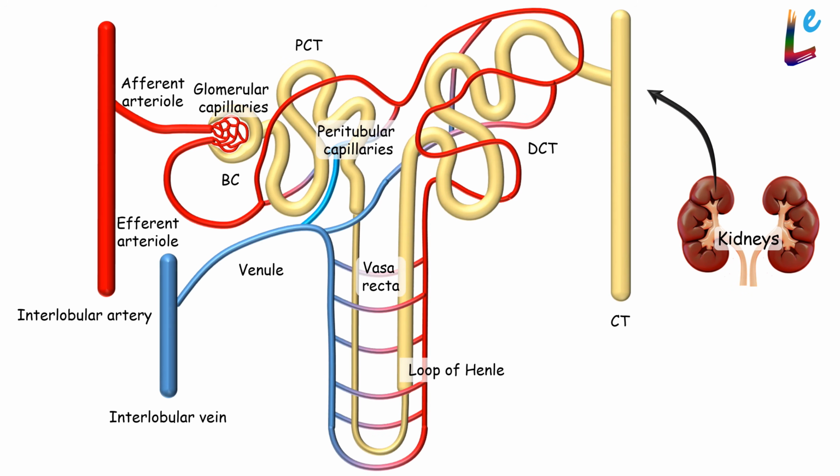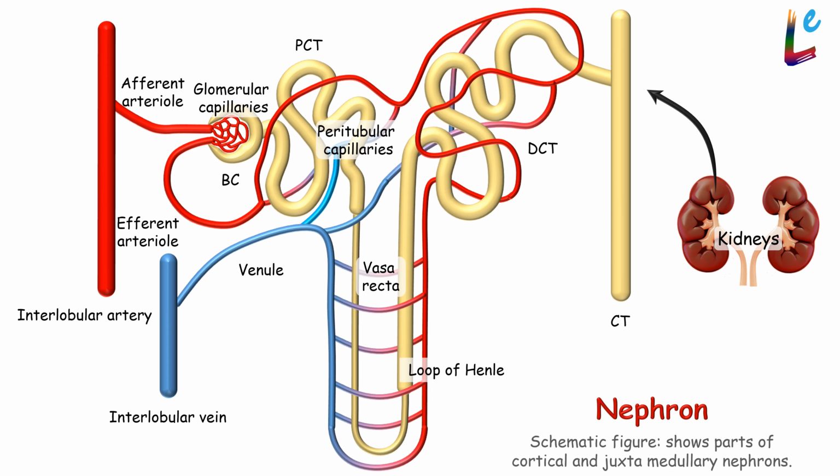The structural and functional unit of the kidney is the nephron. Its parts and vascular supply are shown here. Pause the video if you need to.